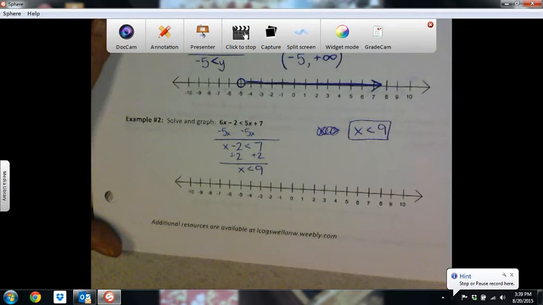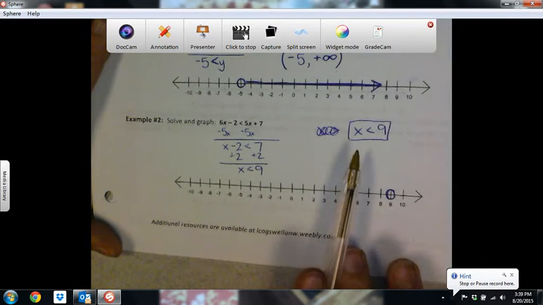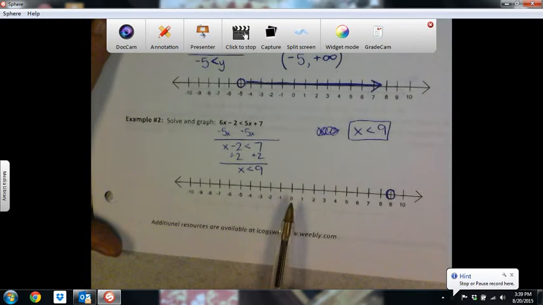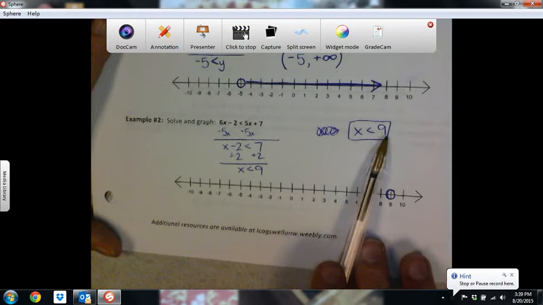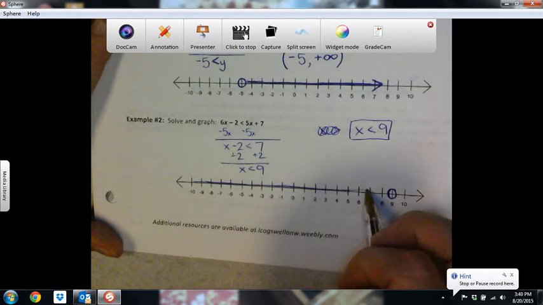I have my variable on the left-hand side, which is what I prefer. I'm going to use an open dot at 9, and I want values that are less than 9. So again, I'll use a test point. 0 is less than 9, so I'm going to shade towards the 0. That's this direction.